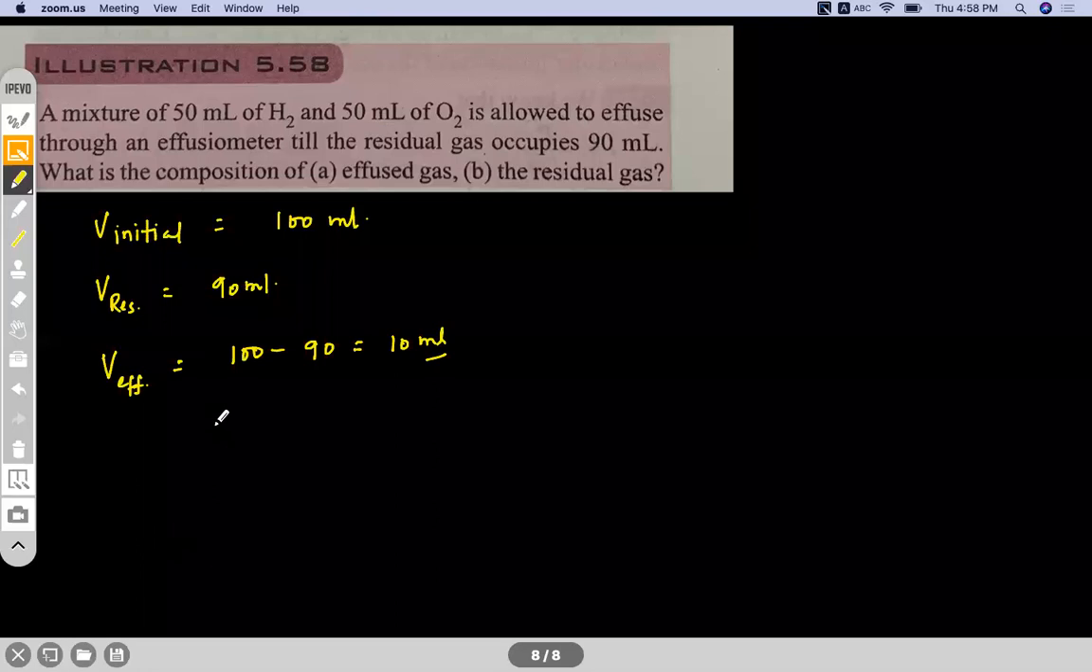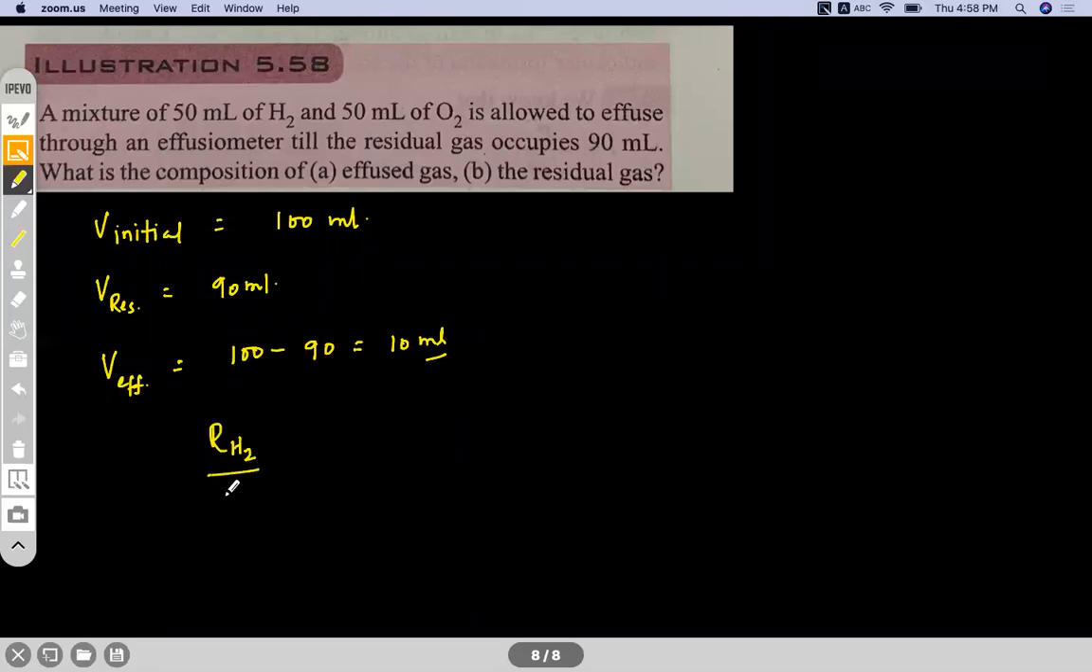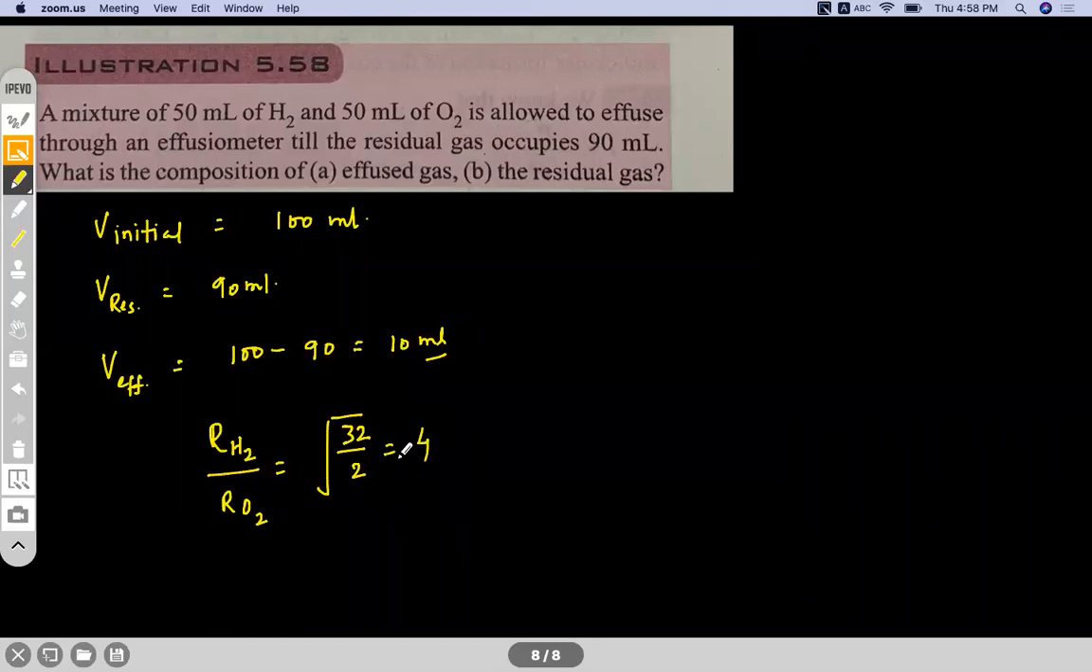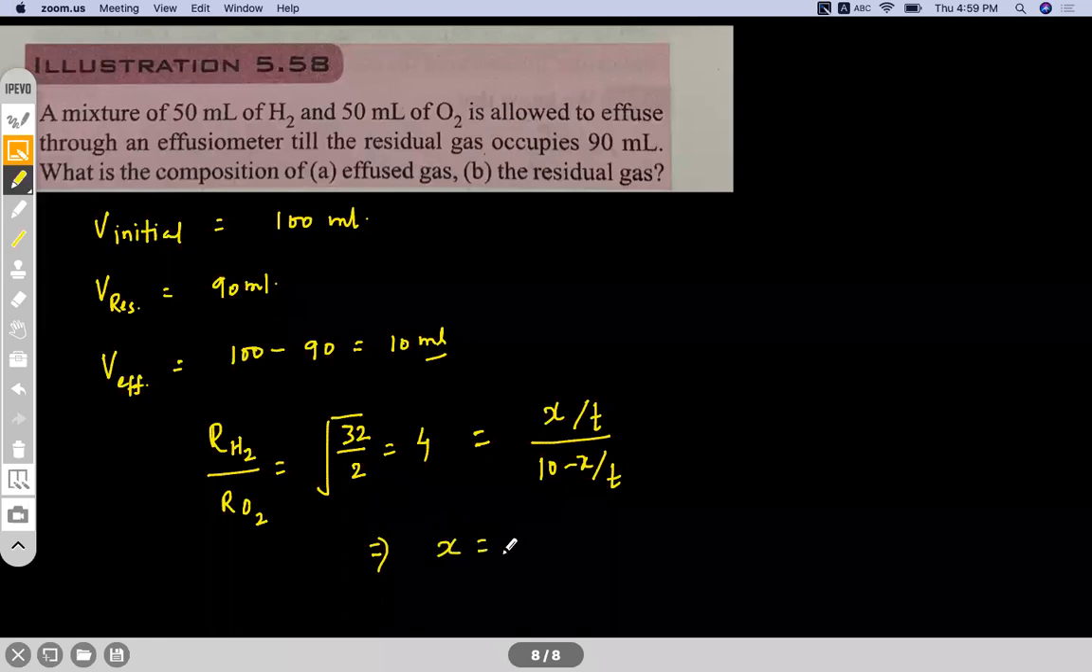So we can write the rate of effusion of H2 by rate of effusion of O2 is equals to root under the molecular mass of O2, which is 32, by 2, and that is 4. This is the ratio of the rate. Suppose X ml of H2 diffuse, and it means 10 minus X ml of O2 will diffuse. So we can write for the rate as X divided by the time required for this diffusion. And this time will be the same for oxygen also, that would be T. And this is equals to 4 we have. We can solve this for X, and X you get from this is 8. Understood? Means the volume of H2 diffused is 8 ml.